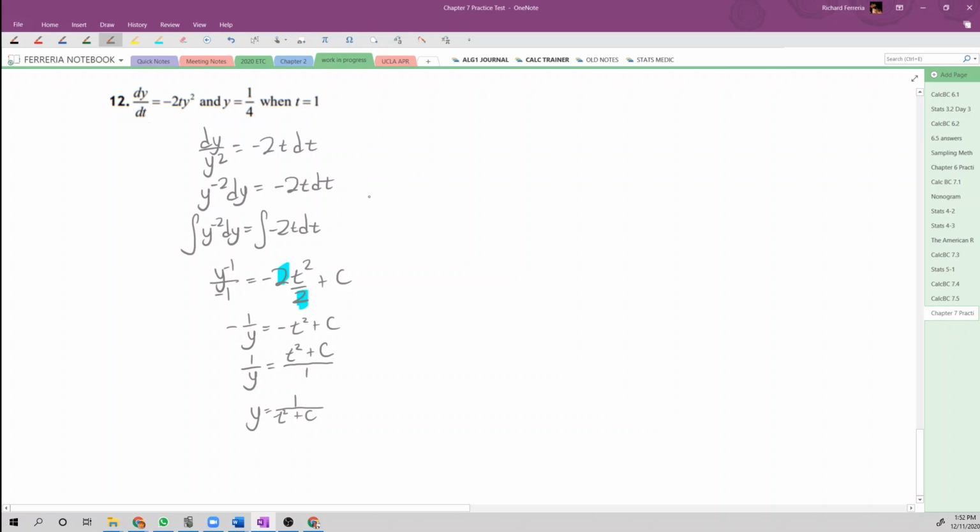Now we can just figure out our particular solution. So y is 1/4 when t is 1. So that's 1 over 1 squared plus constant. Now if I look at this, in my brain, I just say, hey, the numerators are the same. Let's just look at the denominators. So 4 has to be equal to 1 plus c. So c is equal to 3. That gives me the particular solution, y equals 1 over t squared plus 3.